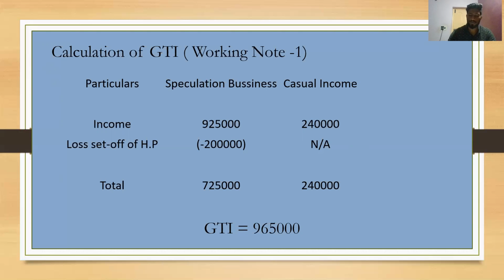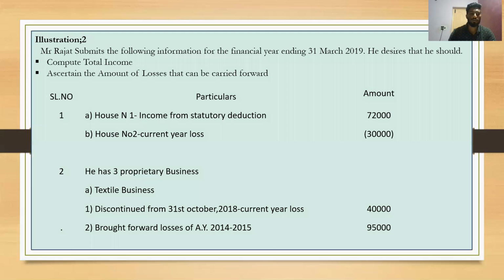The next illustration: Mr. Raju submits the following information for the financial year ending 31st March. He desires to compute the total income, ascertaining the amount of losses that can be carried forward. So this is the question. House one, income after statutory deduction is 72,000, and house two has a current year loss of 30,000 rupees.